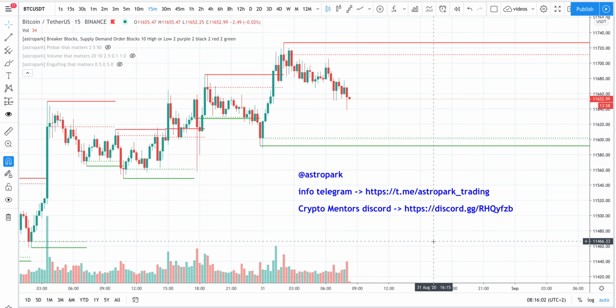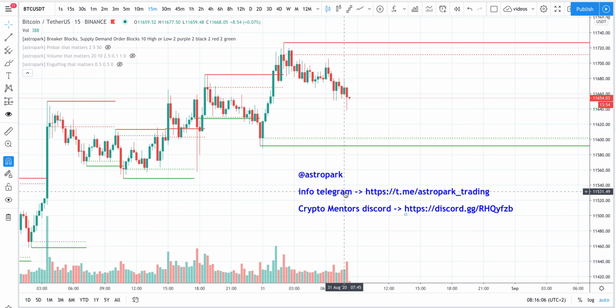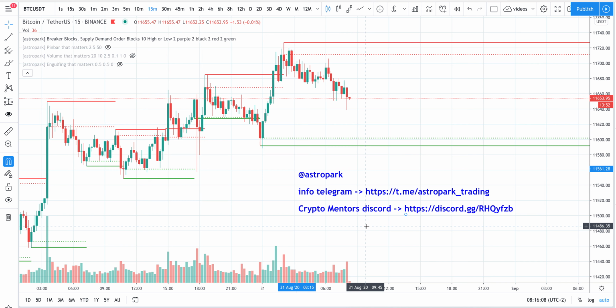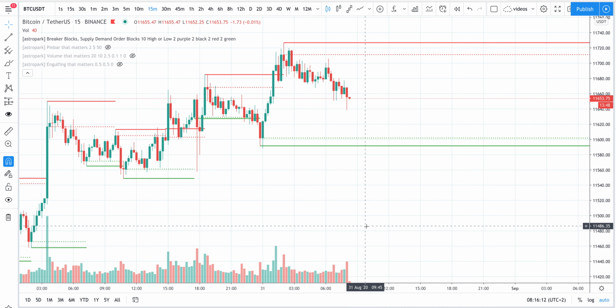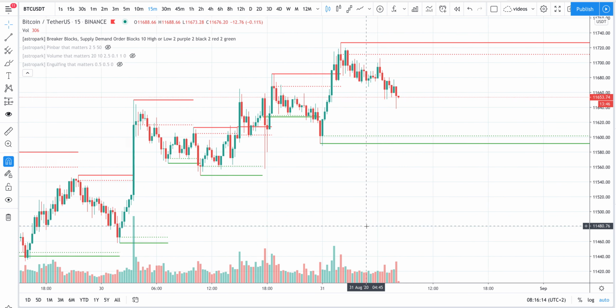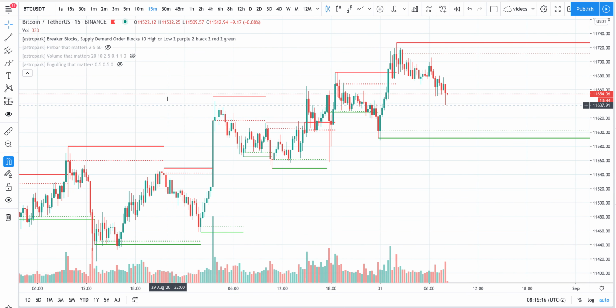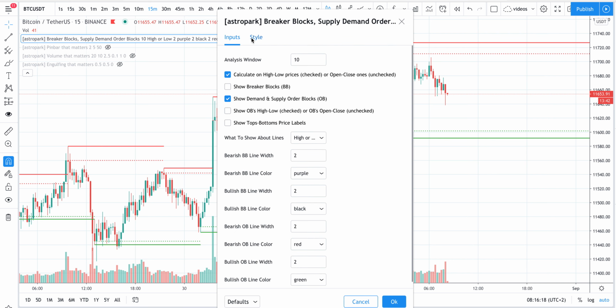Okay, let's start directly with the indicator and its options. What does it show, what's the meaning of these lines, and so on. So currently, basically at startup, these are the default settings. It's showing demand and supply order blocks.